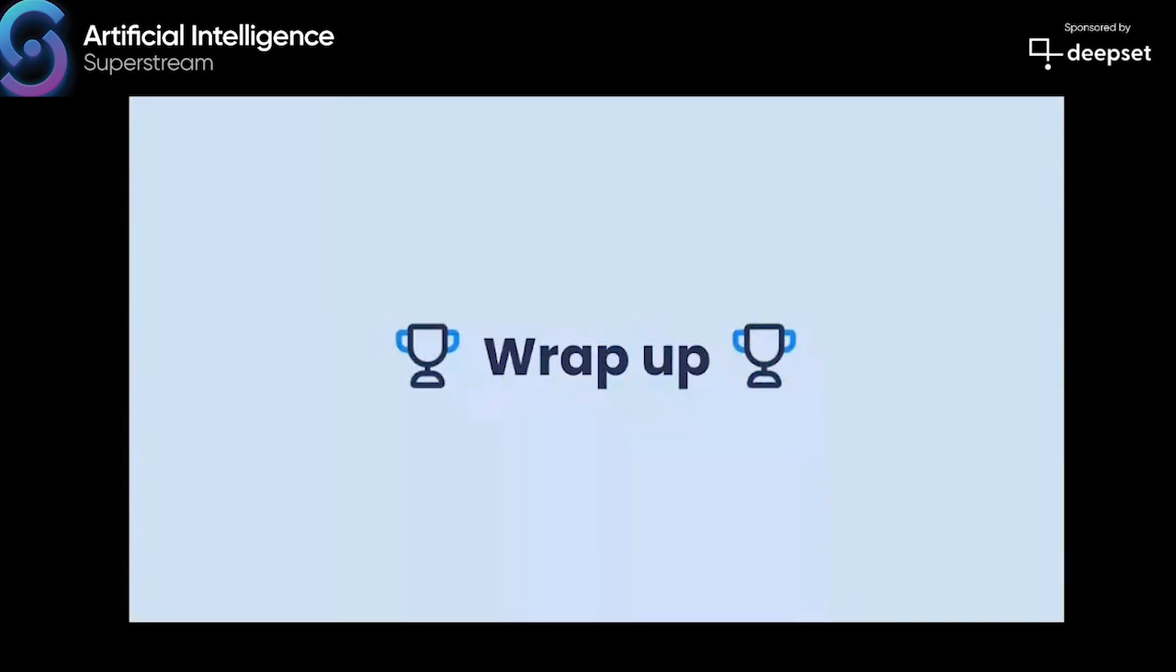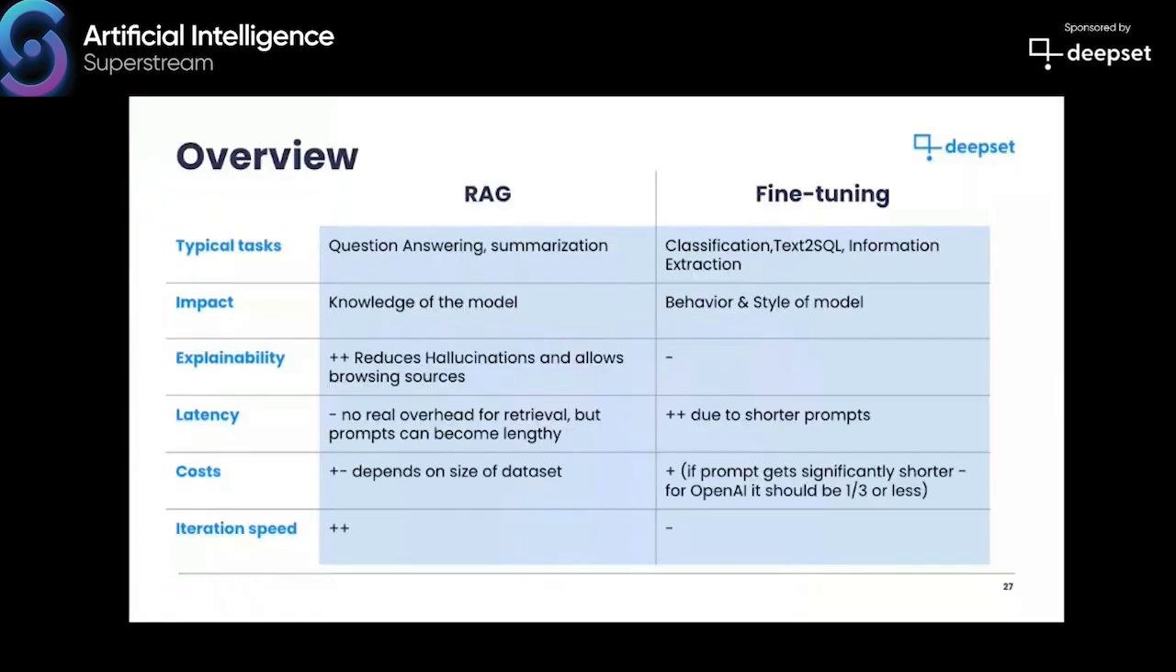All right, so let's wrap up what we learned today. We looked at two methods. While RAG rather impacts the knowledge of the model, fine-tuning impacts the behavior and style of it. RAG can help with explainability and reduce hallucinations. Fine-tuning can be interesting for speed and costs. Last but not least, with RAG, your iteration speed is usually pretty fast, you can easily experiment, if you have an evaluation metric in place.